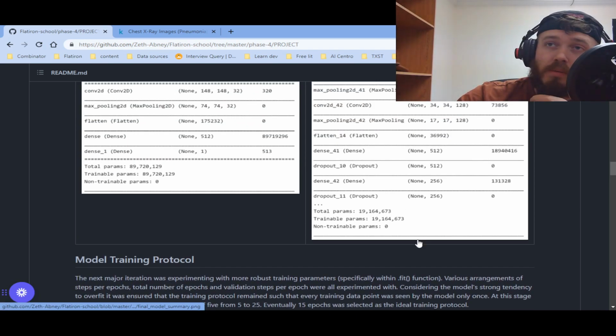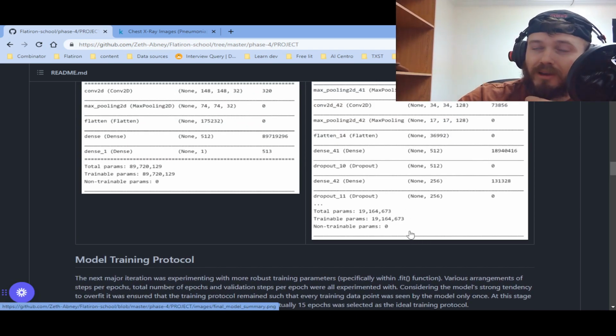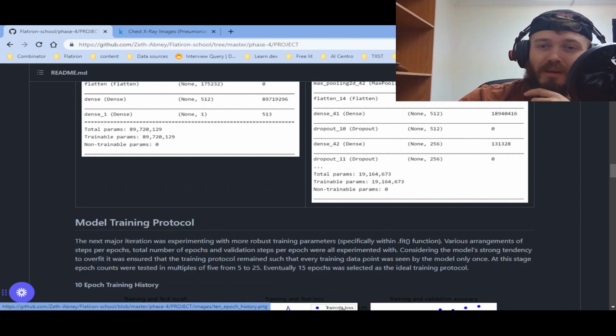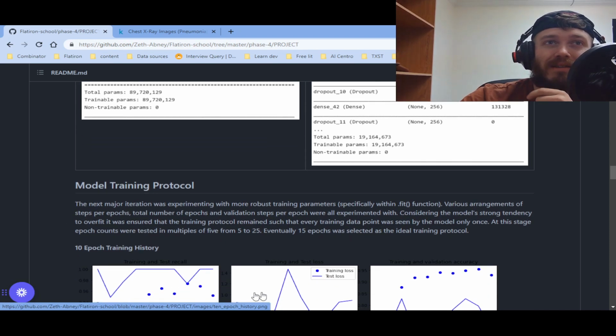19 million parameters. So ChatGPT dwarfs this model, but it's okay. My little laptop is doing its best.